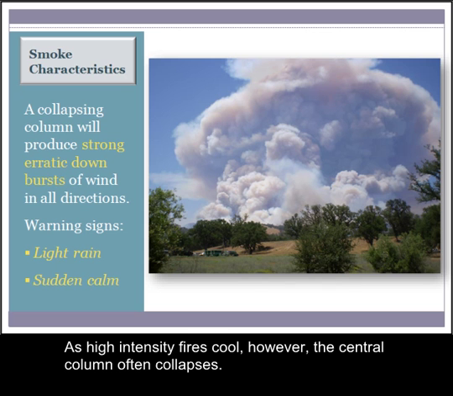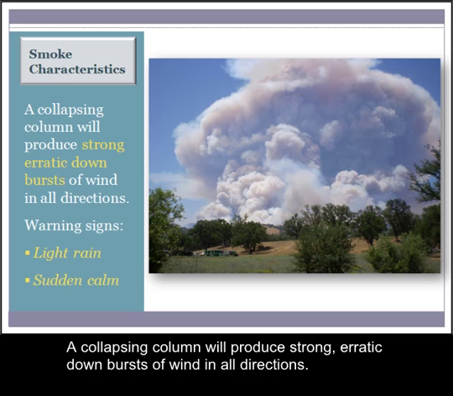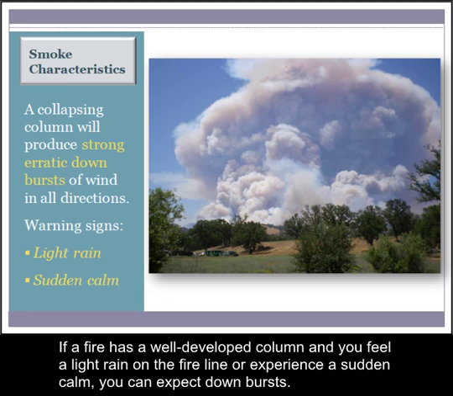As high-intensity fires cool, however, the central column often collapses. Wind shifts, which temporarily cut off the source from the updraft before a new one can become established, can also lead to column collapses. A collapsing column will produce strong, erratic downbursts of wind in all directions. The downdrafts can also bring heavy smoke to the surface, decreasing visibility and firefighter safety. If a fire has a well-developed column and you feel a light rain on the fire line or experience a sudden calm, you can expect downbursts.